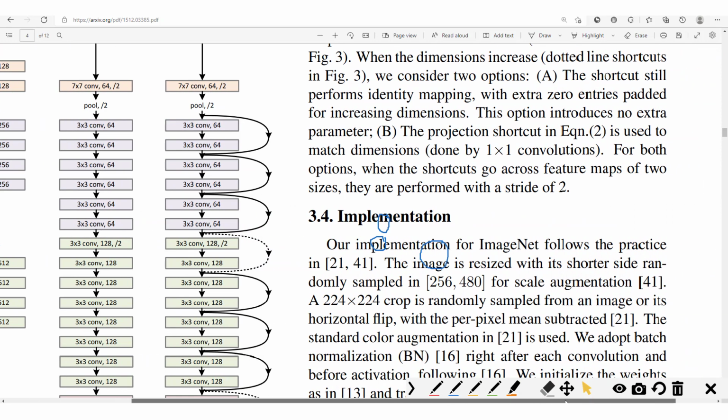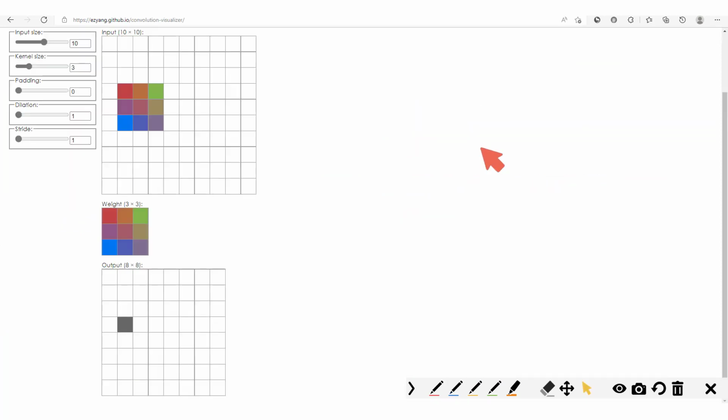Now, as we can see in the paper here, there are actually two ways of making these adjustments. The first way is this A, the next one is this B. For A, the shortcut still performs identity mapping with extra zero entries padded for increasing the dimensions. So to get from 64 to 128, we add these extra zero entries. Or we take B, the projection shortcut, which was presented in equation 2, used to match the dimensions. But this is actually done using one-by-one convolutions.